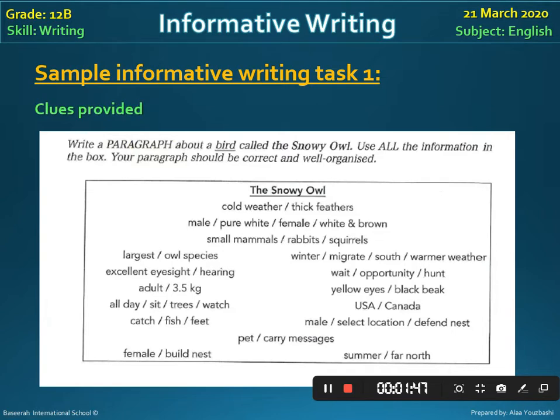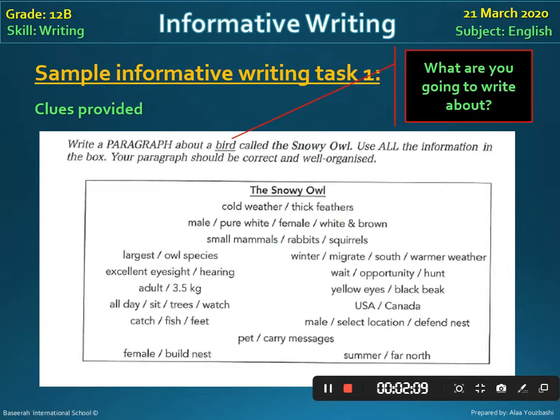You can see that here we have the clues provided. This is the first type. So clues provided, it means all of these pieces of information that they give here, these are things that we call clues. So here they gave you the clues. You are only going to follow those clues to write your paragraph.